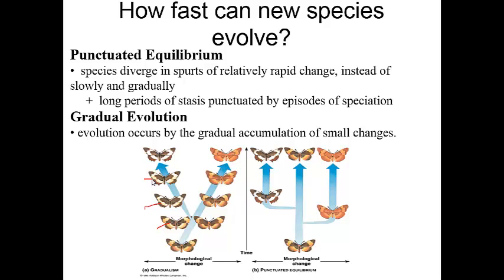A great example of punctuated equilibrium is the evolution of the wolf into the dog. Scientists believe that this evolution could have taken place within 100 years. So it could have taken place within the evolutionary blink of an eye, and we would not see any transitional species within the fossil record.